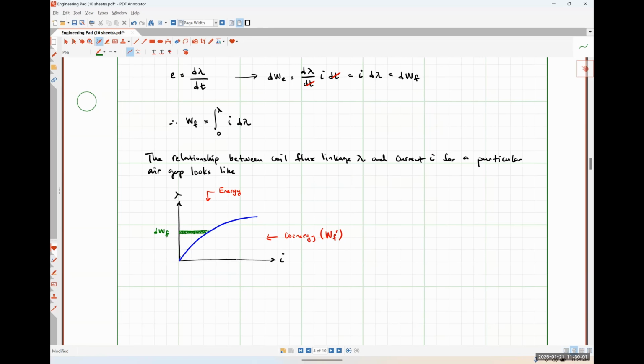We should be able to see that our co-energy, WF prime, is greater than our field energy WF, and for what it's worth, I could define my co-energy as the integral from 0 to I of flux linkage with respect to current.